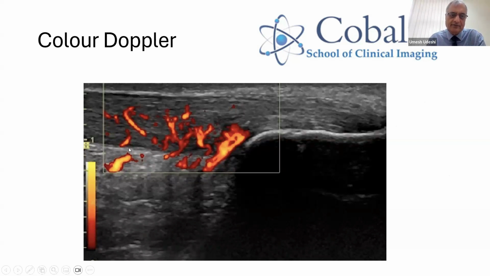It's the growth of new vessels into the tendon, which when you switch on the color, will show you this color. And this is all abnormal. Normally, tendons have no visible blood vessels, no visible color into the tendon itself. So this is telling us there's neovascularity.